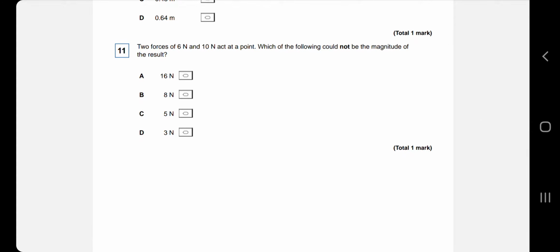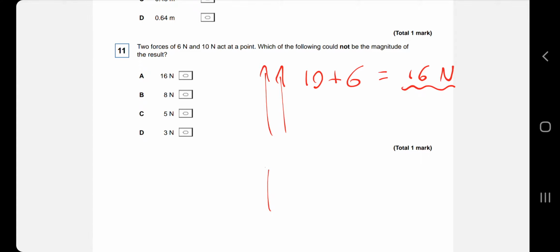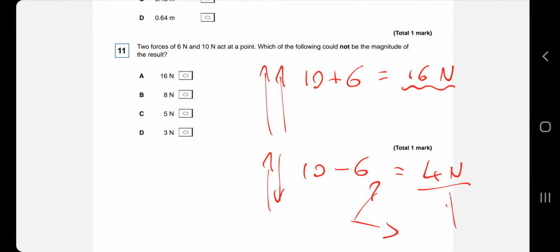So question 11 next. Two forces of 6 and 10 act on a point. Which of the following could not be the magnitude of the result? When you get these types of questions, you just need to find out what the minimum and the maximum are. The maximum possible would be if these two forces were acting in the same direction, so we would simply have 10 plus 6, which would be 16 newtons. And the smallest force, if they were acting in opposite directions, would be 10 take away 6, which would be 4 newtons. Then if you could imagine, we could have any type of combination at different angles that would give us any answer between 4 and 16.